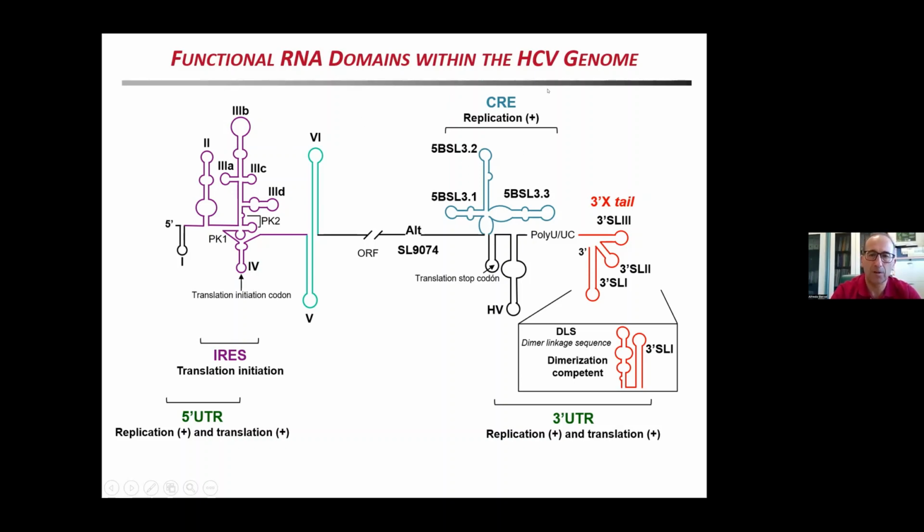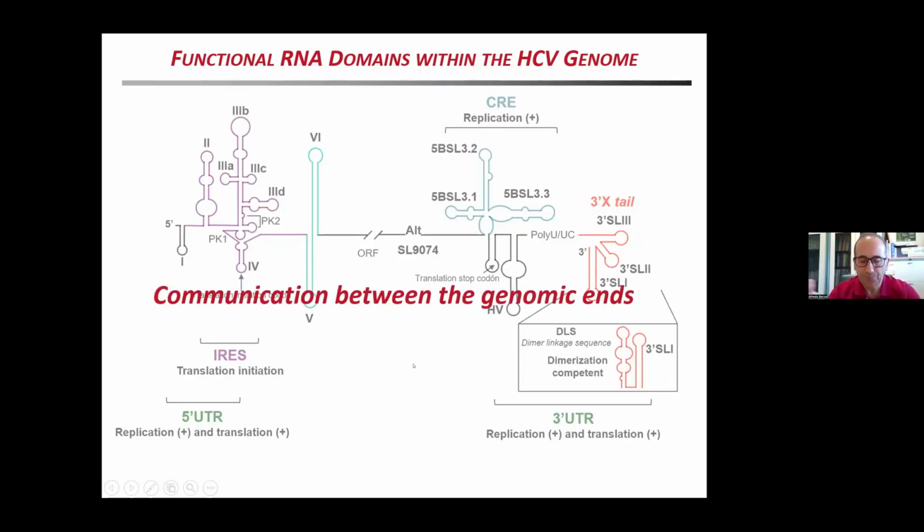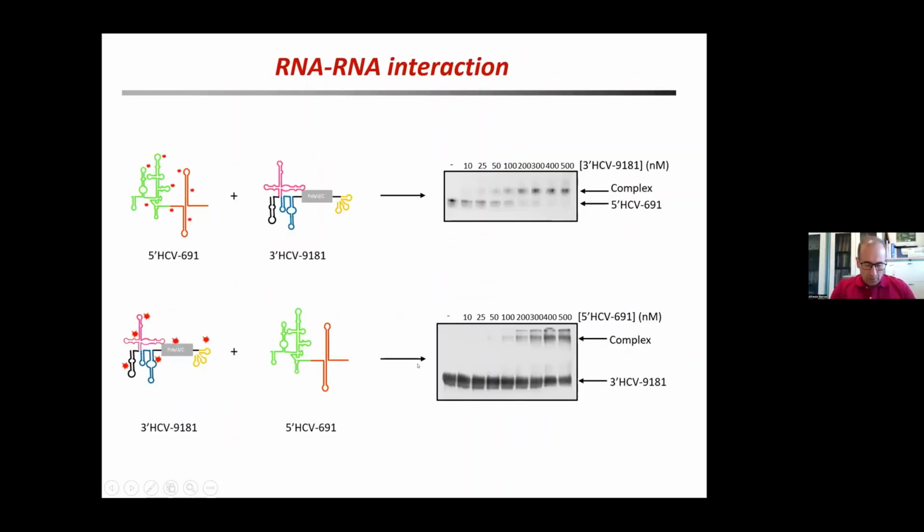So if both ends of the genome are involved in the same functions in replication and translation, it's easy to assume that both ends of the genome have to communicate with each other. The first question we asked was whether the RNA has any role in this communication between the two ends. We did a very simple experiment in which we took 2 RNA fragments that corresponded to the 5' end and the 3' end of the genome. As you can see in this figure, both RNAs in vitro, in the absence of any other factor, just the RNA with no proteins, can come together and form a complex.